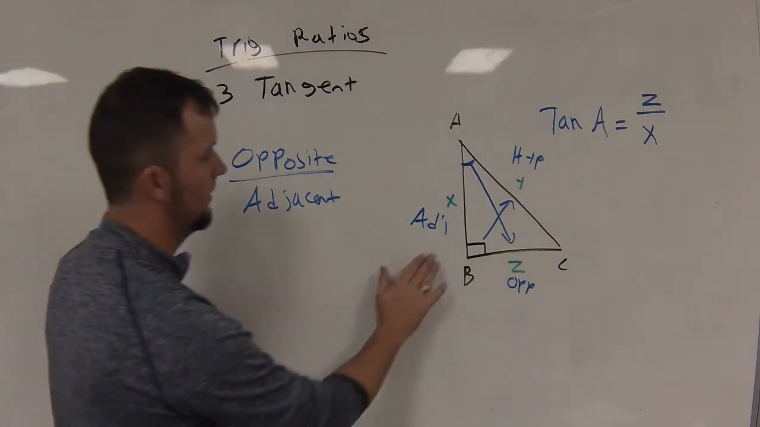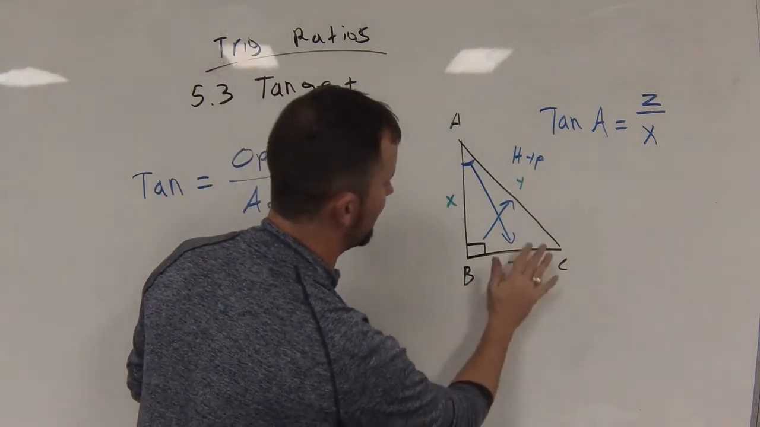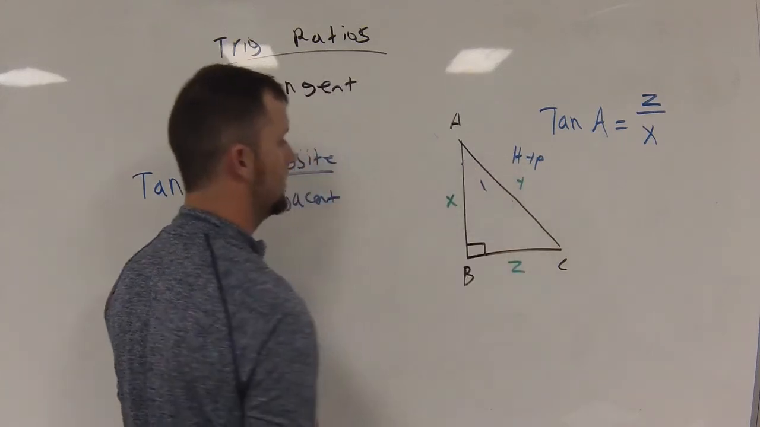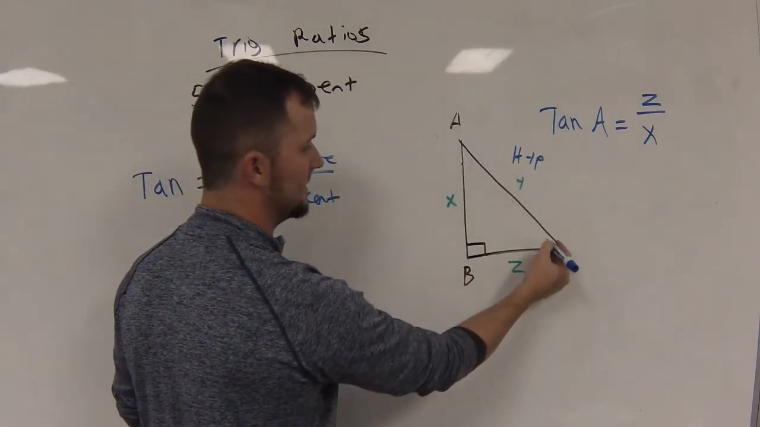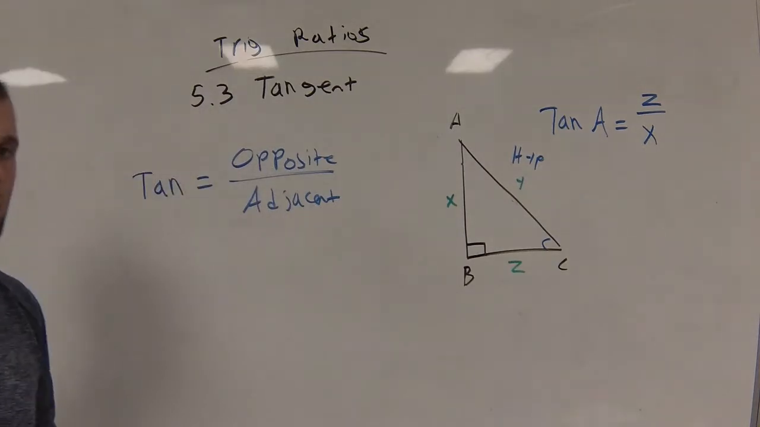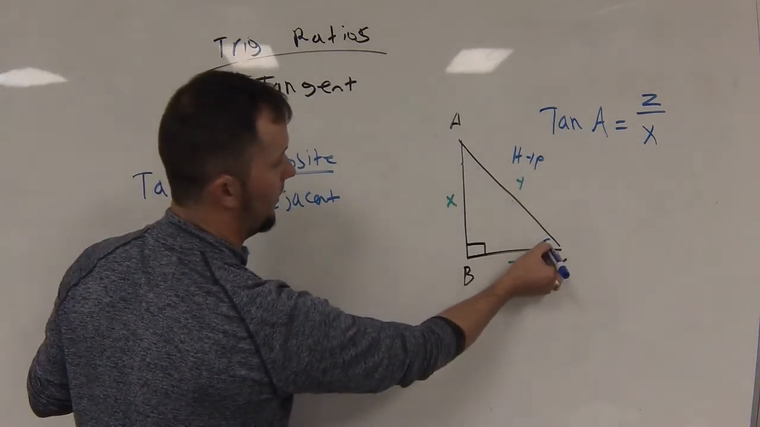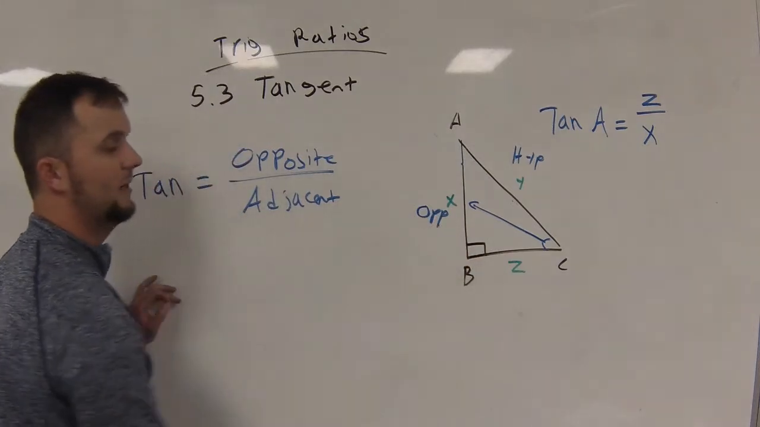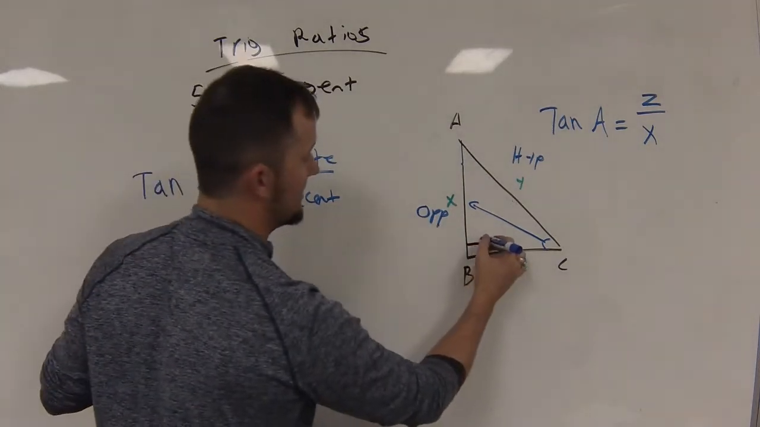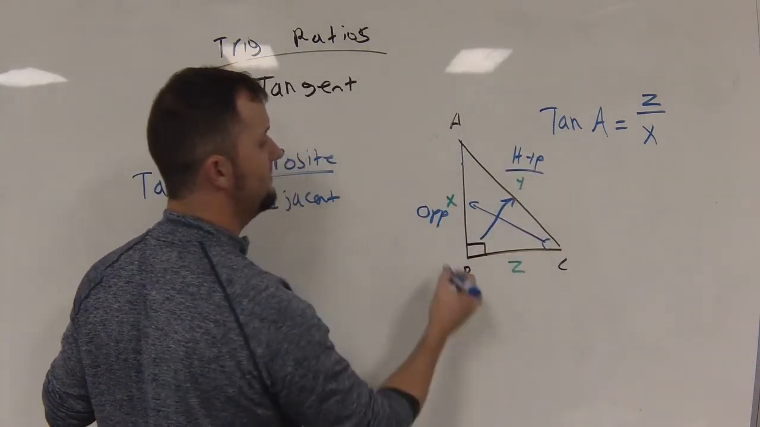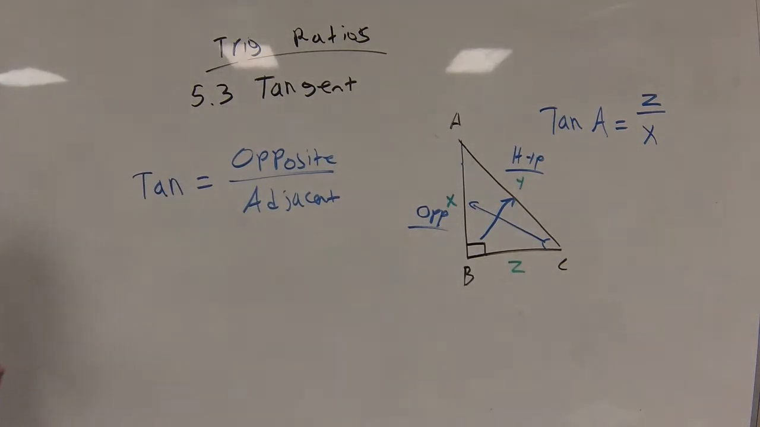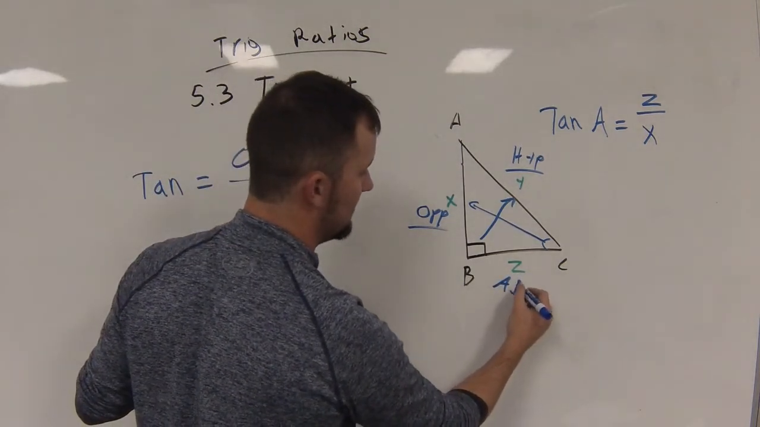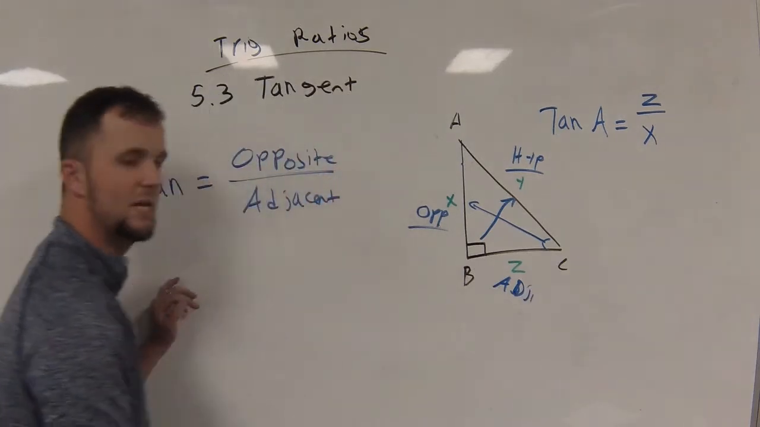So again, we can change it up if we were looking at it from angle C. The hypotenuse is never going to change. So let's look at everything from angle C. All the way across from C is obviously going to be your opposite side. Opposite of the right angle will always be your hypotenuse. That is never going to change. And then the third one that has not been named yet, next to angle C, is going to be your adjacent side.